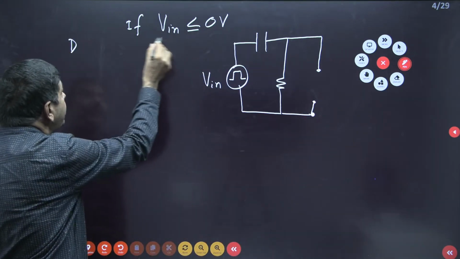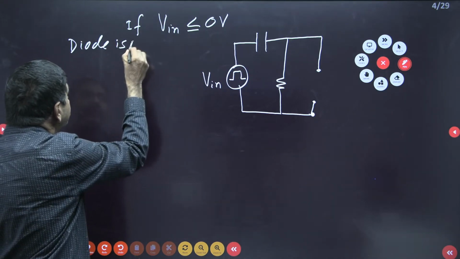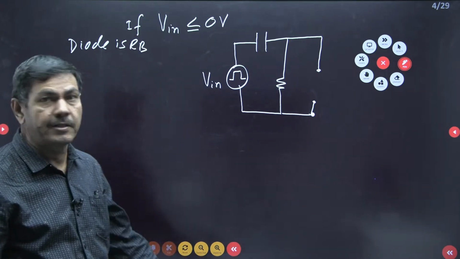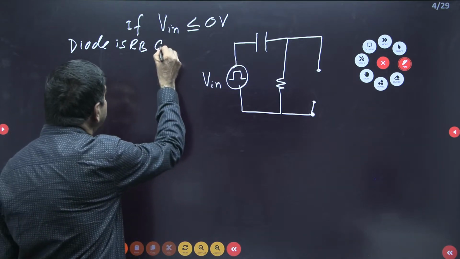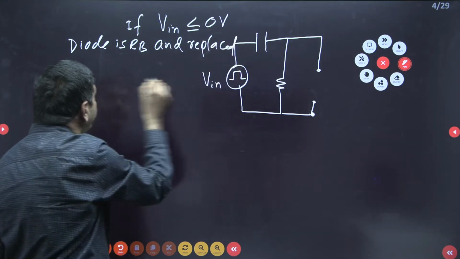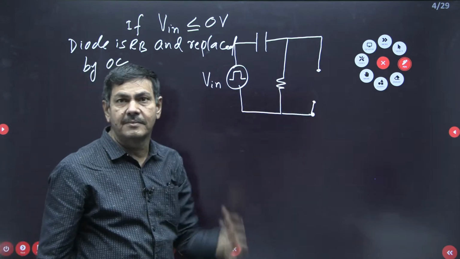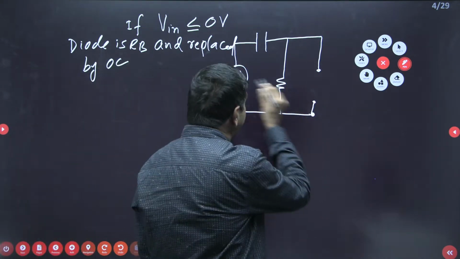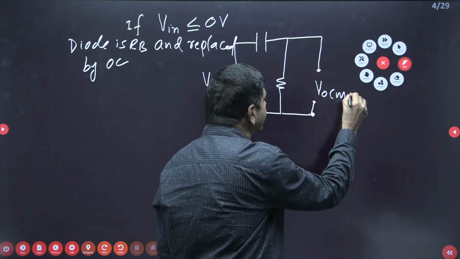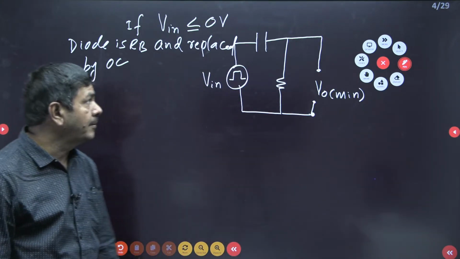If Vin is less than or equal to 0 voltage, diode is reverse biased. If diode is reverse biased, it must be replaced by open circuit. Directly you can write now, and replaced by open circuit, we can say. That is why the open circuit is made here. Whatever the output we are getting at less than or equal to 0 voltage must be taken as V0 minimum only. That voltage must be taken as V0 minimum only.